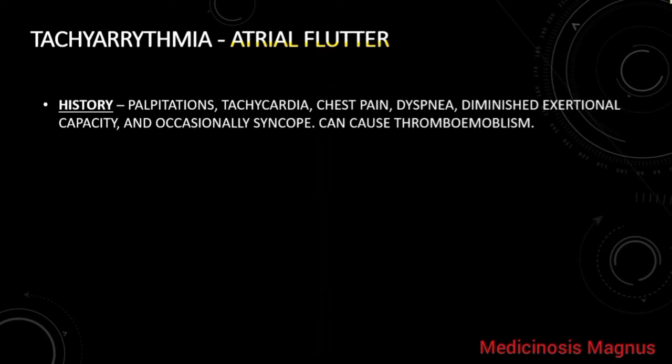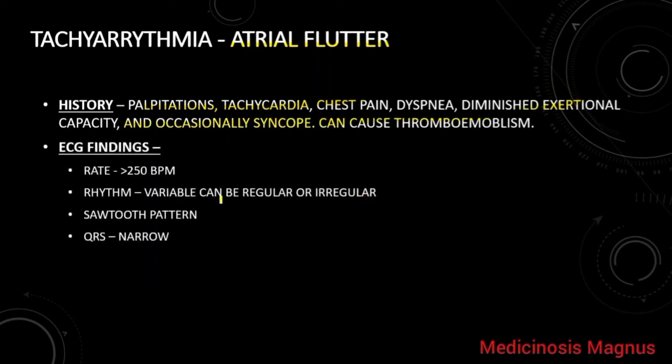And the next one we are going to talk about is the atrial flutter. Now, after seeing the atrial fibrillation, what is this atrial flutter? In the atrial flutter, we can see the patient again having the same symptoms, and the patient can also produce thromboembolism in this. The ECG findings are more than 250 beats per minute. The rhythm can be variable, that it can be regular or irregular. There is a characteristic finding, that is the sawtooth pattern in atrial flutter. Now the QRS is narrow here, as I said, for all the supraventricular tachyarrhythmias.